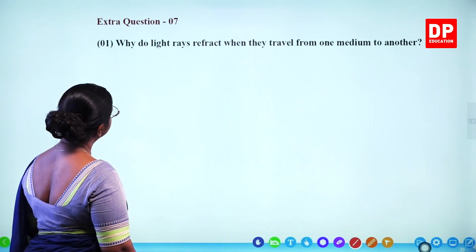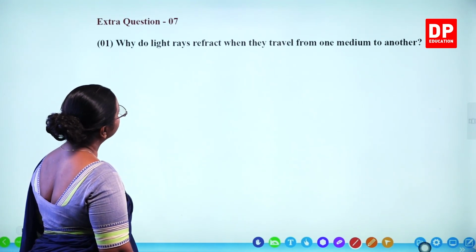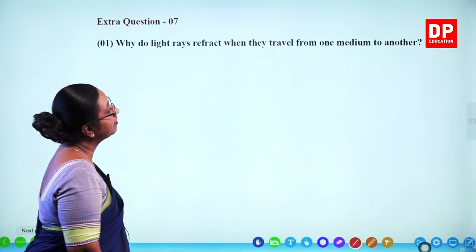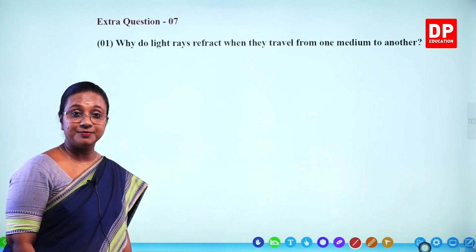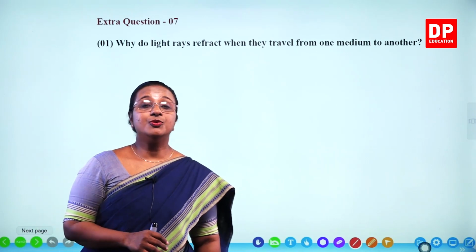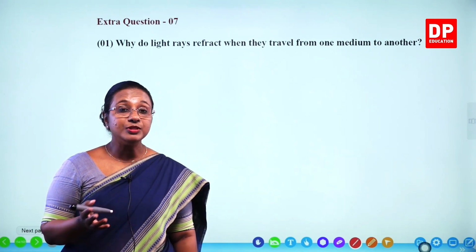Extra question 7. Why do light rays refract when they travel from one medium to another? I am sure you know this answer. Why do they refract?